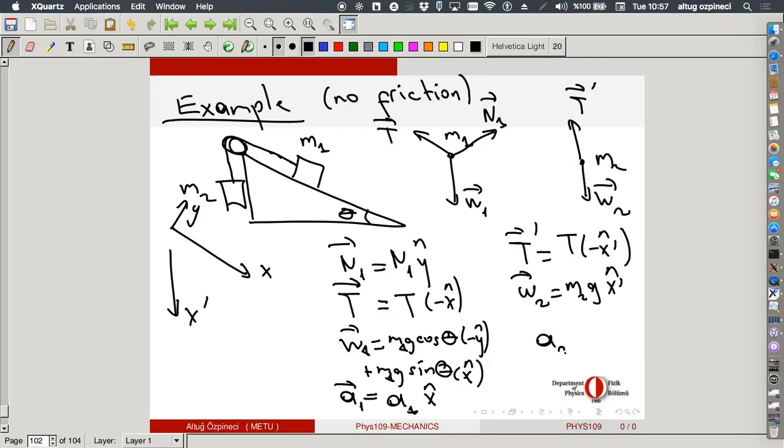Now let's look at a2. I don't know whether it's moving up or down, but even that I don't really care for the time being. That's what I want to find out. It will be a2 in the x prime hat direction. Again, I don't know whether this a2 is positive or negative. If a2 turns out to be positive, it just means that it's accelerating downward. If a2 is negative, it's accelerating upward. So what are the unknowns?